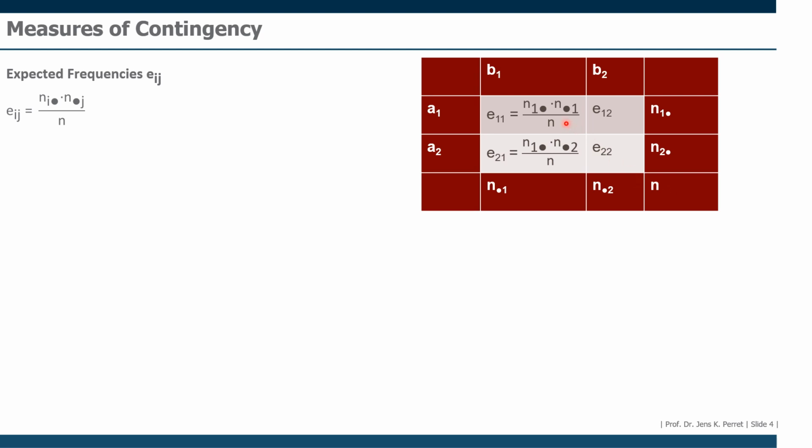We could also think about this as a big rectangle. This is one corner of the rectangle, that's the place we're actually considering. Then we take the two adjacent corners, multiply them, and divide all of this by the opposing corner of the rectangle. Once we have these expected frequencies, we can actually calculate the chi-squared statistic.